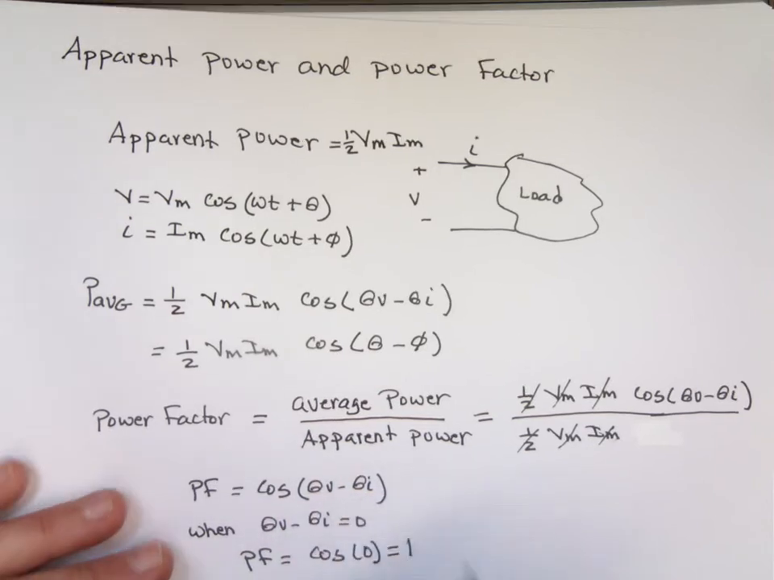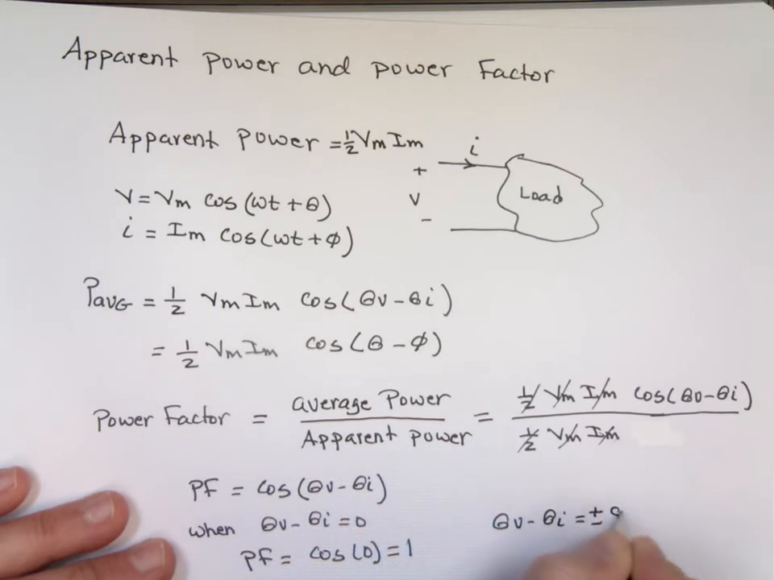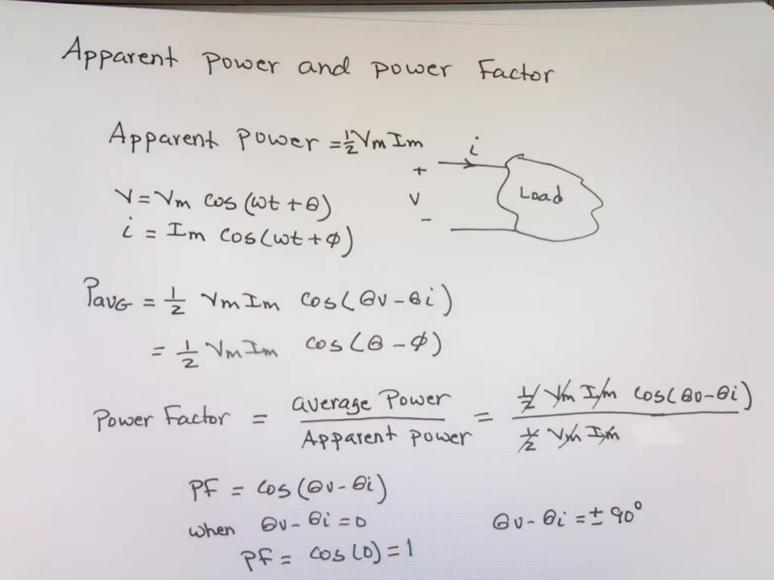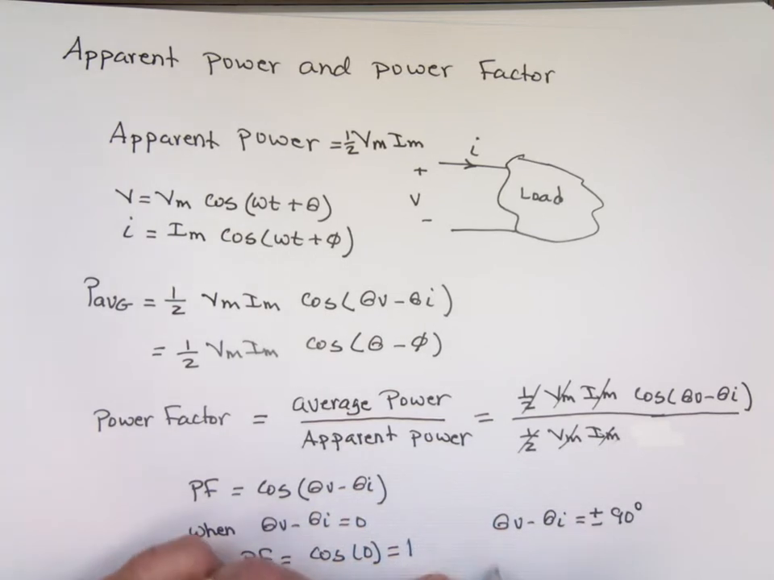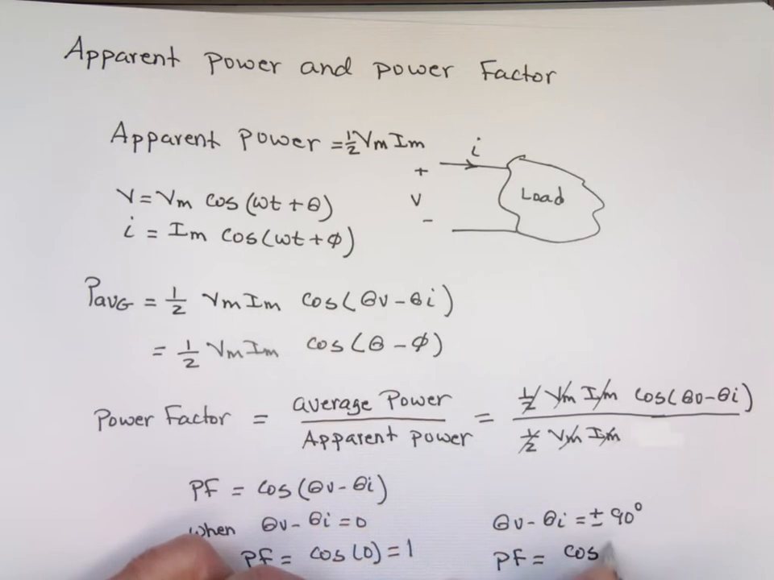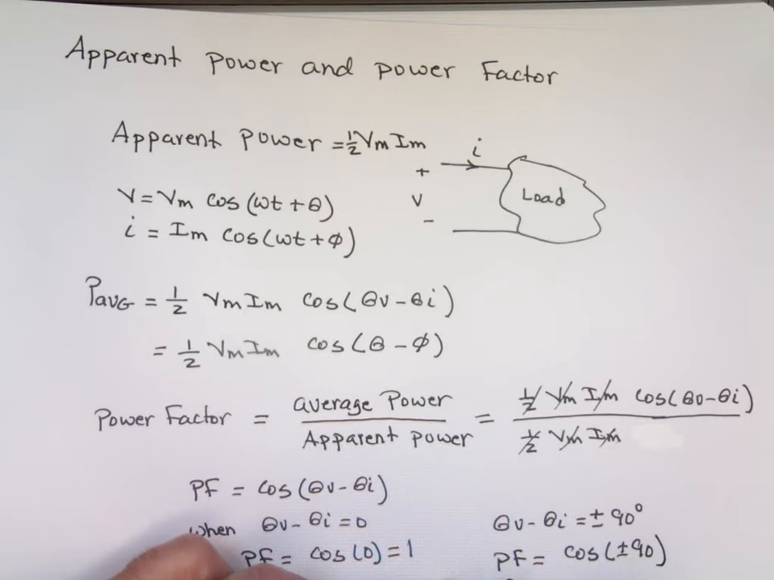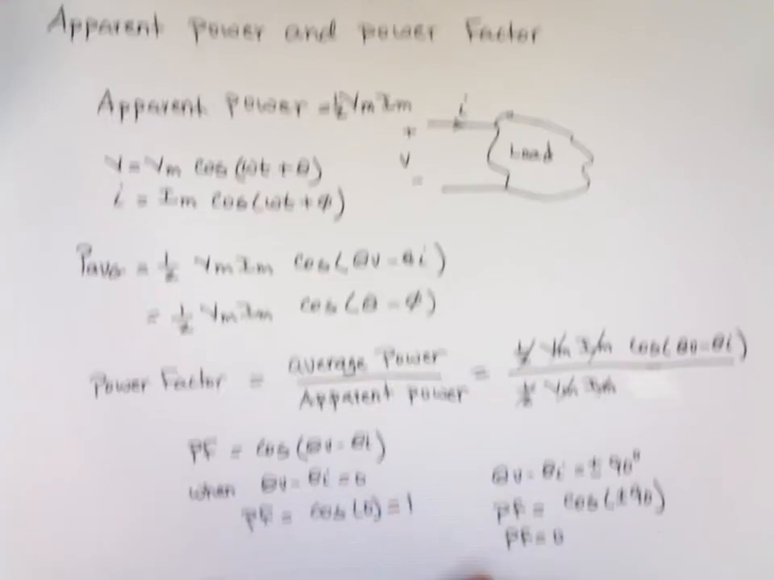So when theta V minus theta I equals either plus or minus 90 degrees, that's the worst case you can have. Your power factor is going to be what? Cosine of either plus or minus 90 degrees, which is 0. So your power factor is between 0 and 1. That's where your power factor is always going to be.